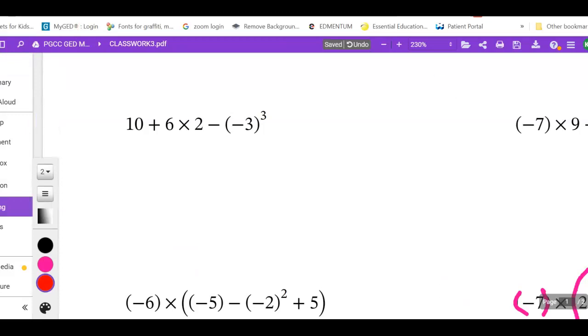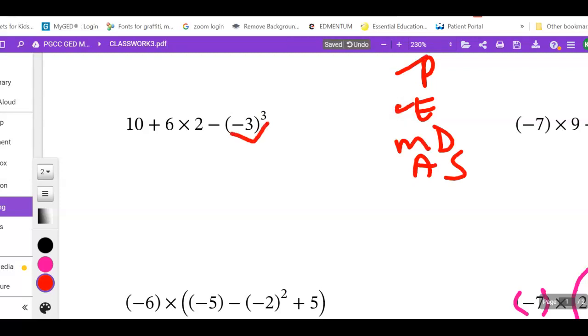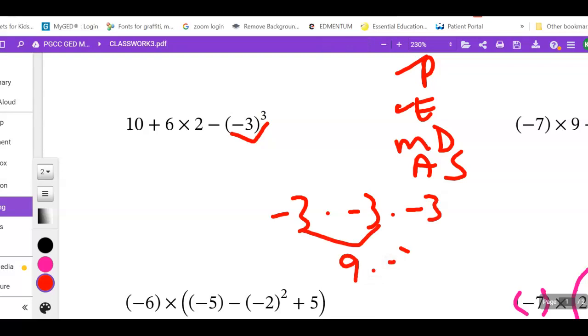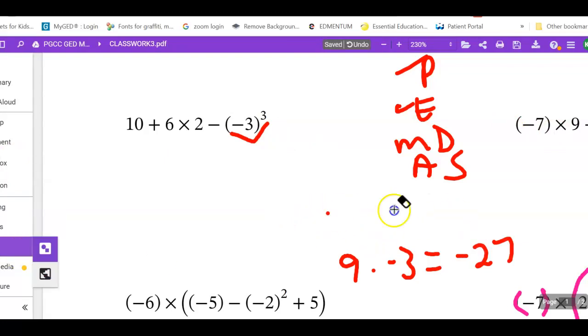All right. Remember, PEMDAS. Here we go. There's no parentheses, but I do have an exponent right here. So that's negative 3 times negative 3 times negative 3. Negative 3 times negative 3 is positive 9, times another negative 3, remember, negative 27, right? Negative 27. So let's put that there.